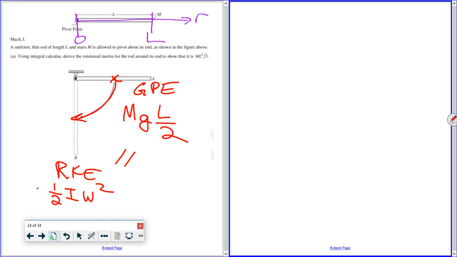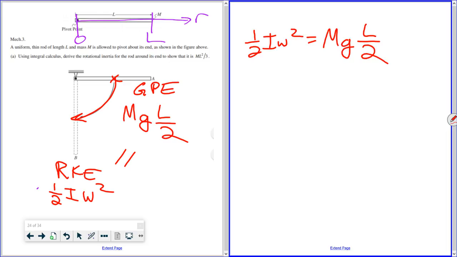All right, so let's see. 1/2 I omega squared equals mgL over 2. We just figured out that I was 1/3 mL squared. Now, there's a couple ways you could do this, you guys. I guess my thinking is this. What variable are we looking for, you guys?